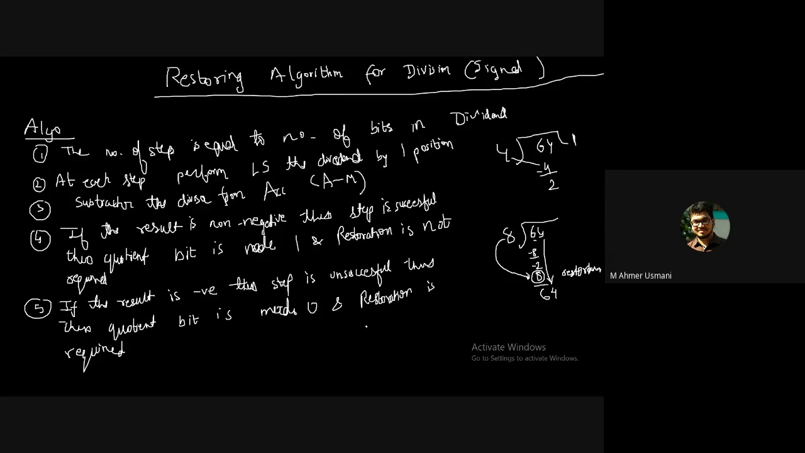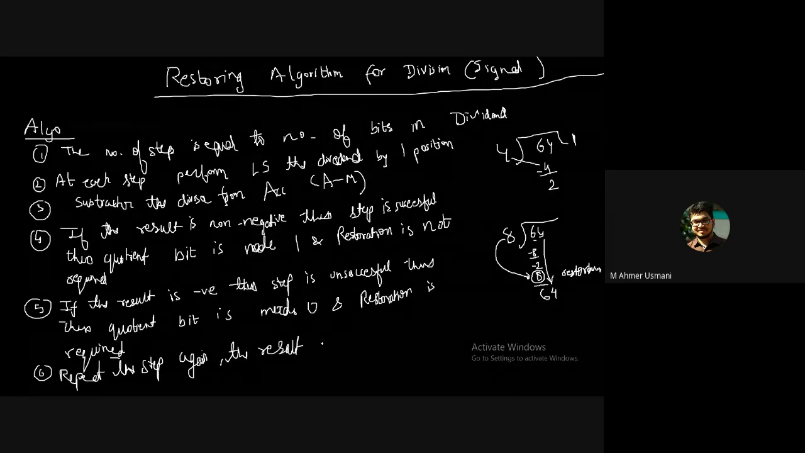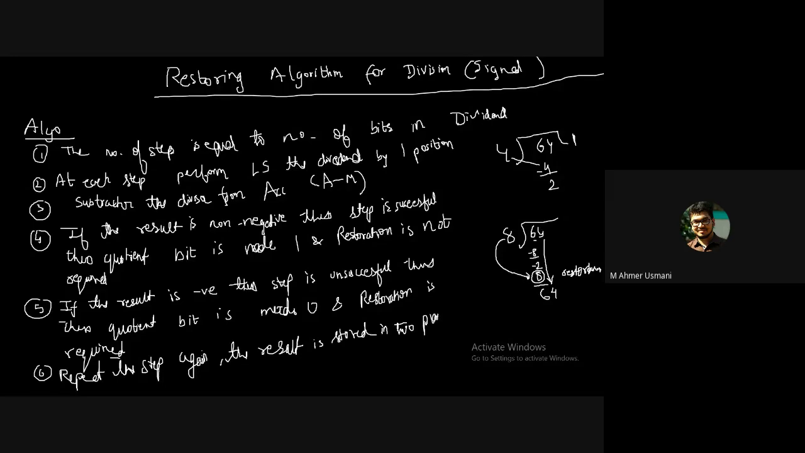Finally, step number 6. Repeat the steps again. The result is stored in 2 places. दो जगह पे रिजल्ट होगा. डिवीजन का 2 रिजल्ट आता है, राइट? One is something called as remainder and other is something called as quotient, right? So the remainder will be stored in accumulator and the quotient will be stored in something called as Q register. Is this clear?